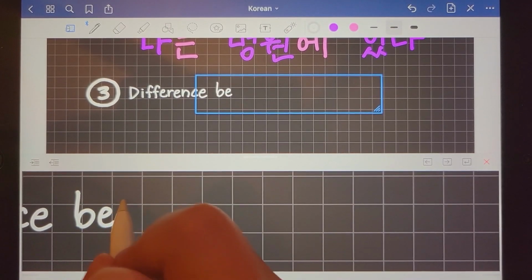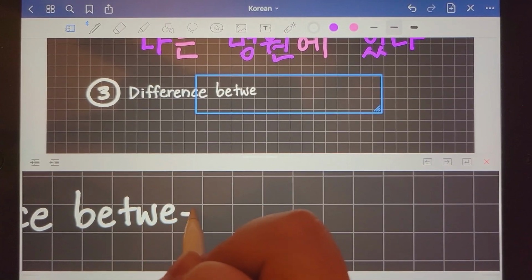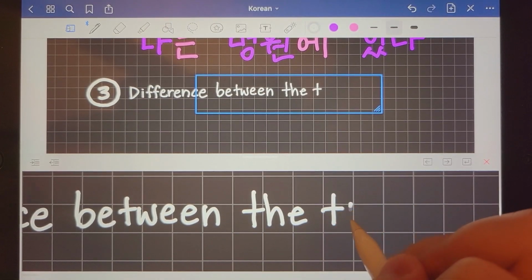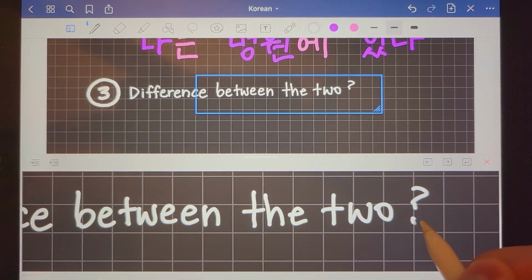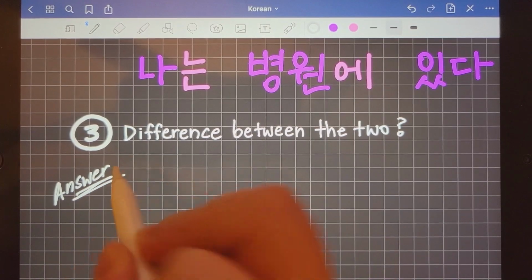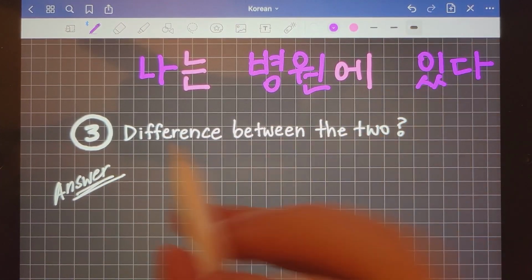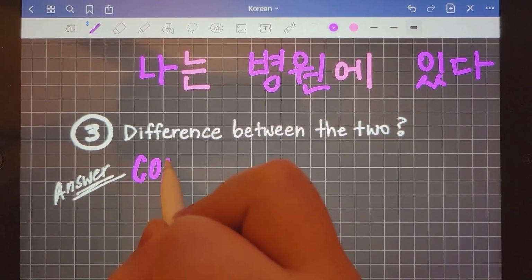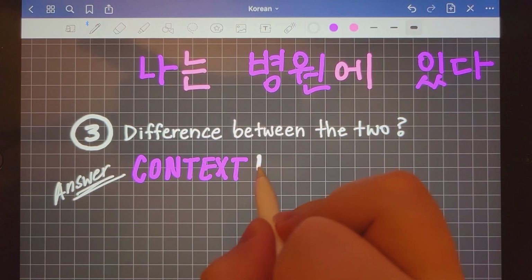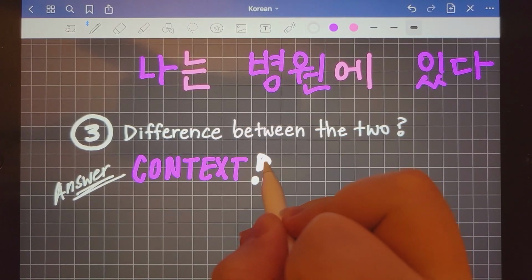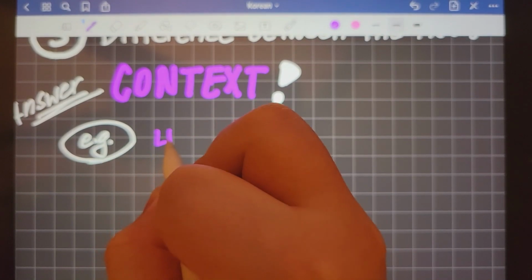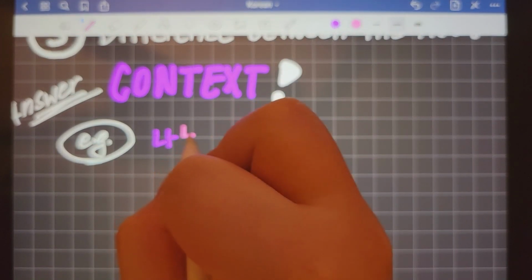Difference between the two. So, how do you find out the difference between the two? Well, I shall give you your answer. It is by context. Yes. So, you have to see how that word is used in a sentence, and that's how you will derive which meaning is being used.